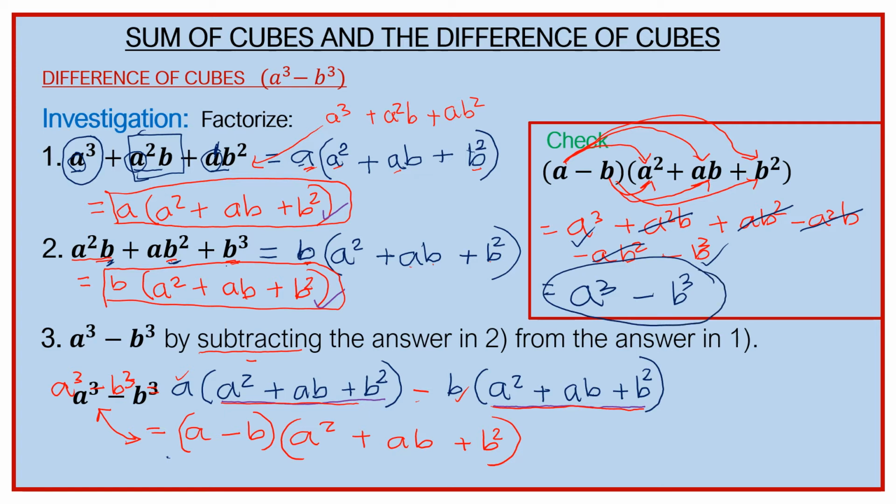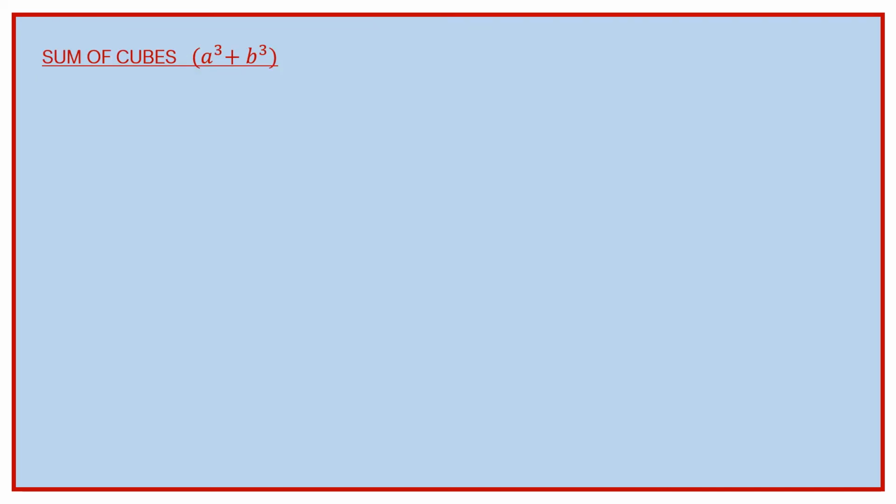So that is an important identity when we are factorizing polynomials with degrees greater than 2. Now, let us talk about the sum of cubes, a cubed plus b cubed. And we begin our investigation. In number 1, we need to factorize a cubed minus a squared b plus ab squared.